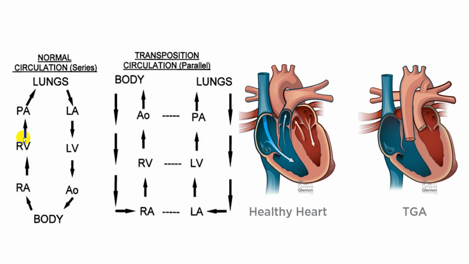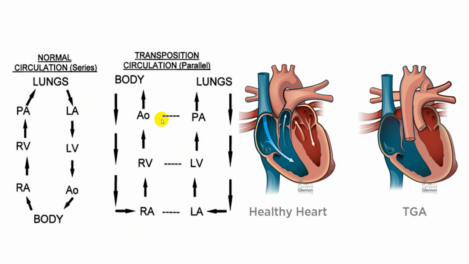Okay, this is the normal circulation sequence from the body: RA, RV, PA to the lungs, LA, LV, aorta to the body. In patients with transposition, there are two parallel circulations, the systemic circulation and the pulmonary circulation. So without some sort of communication, it is incompatible with life.